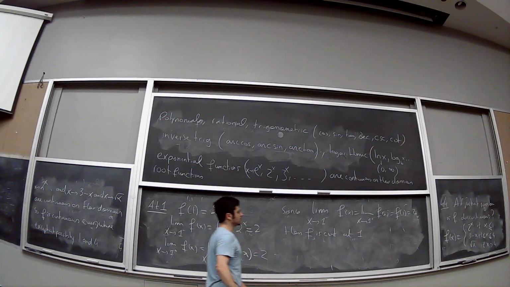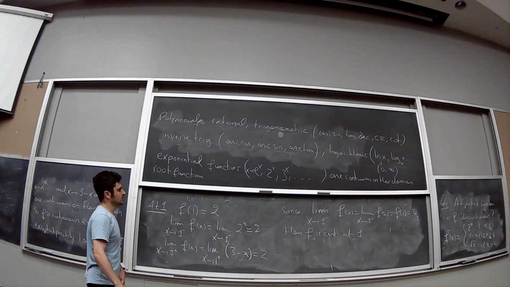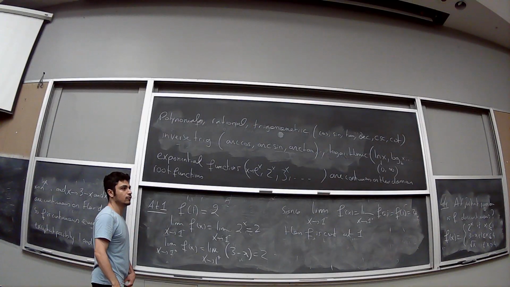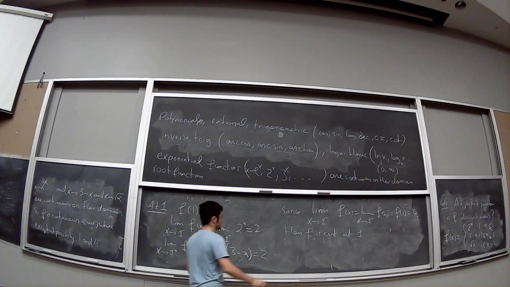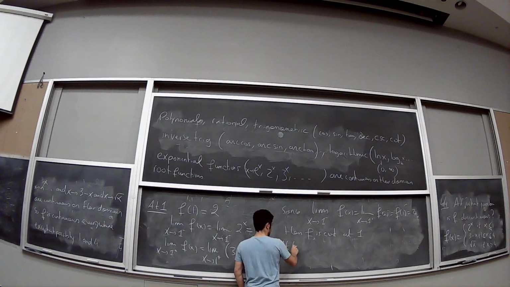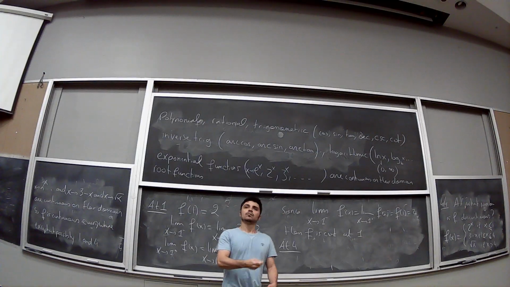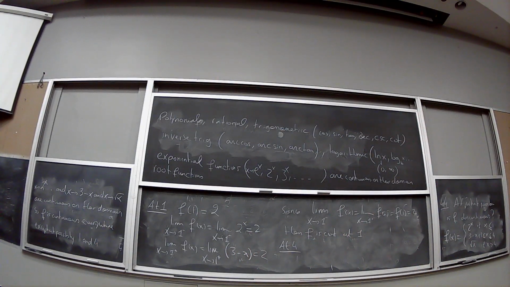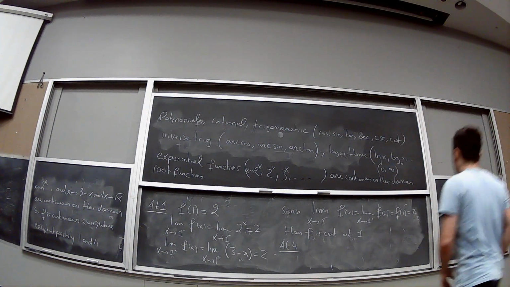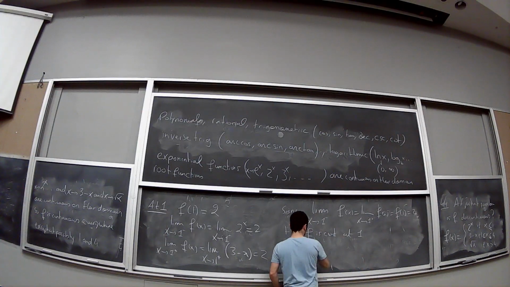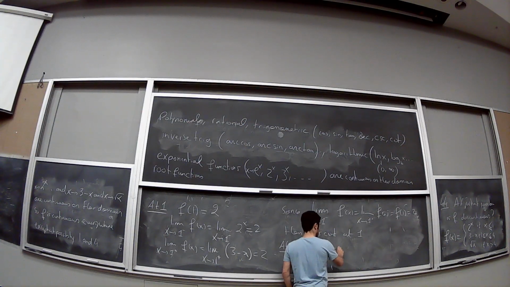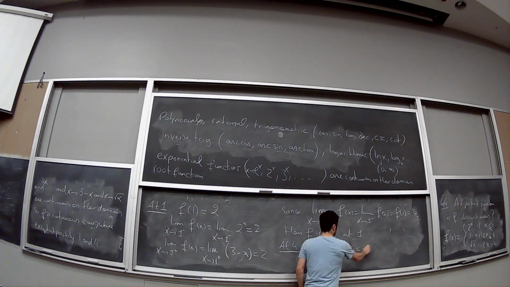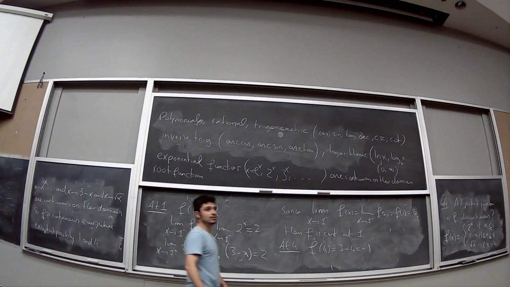Now, let us look at continuity at what number? 4. What do you guys think? Is it continuous at 4 or not? What is f of 4? f of 4 is 3 minus 4, which is minus 1, right?